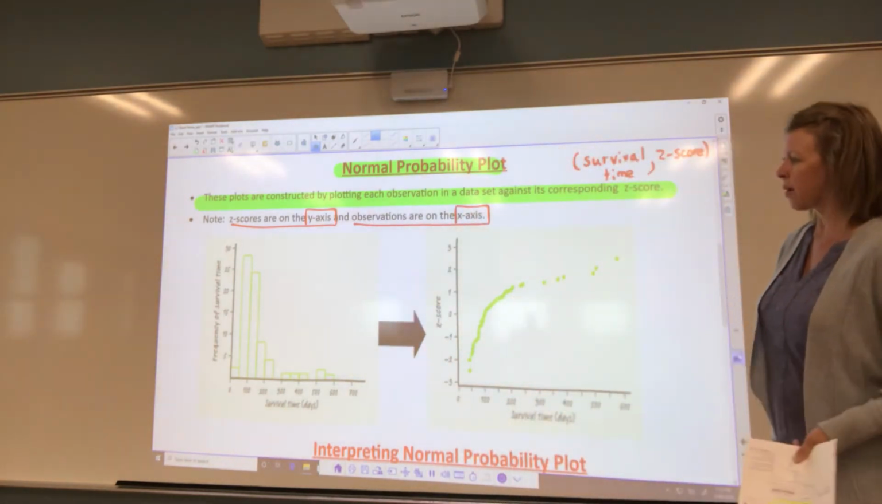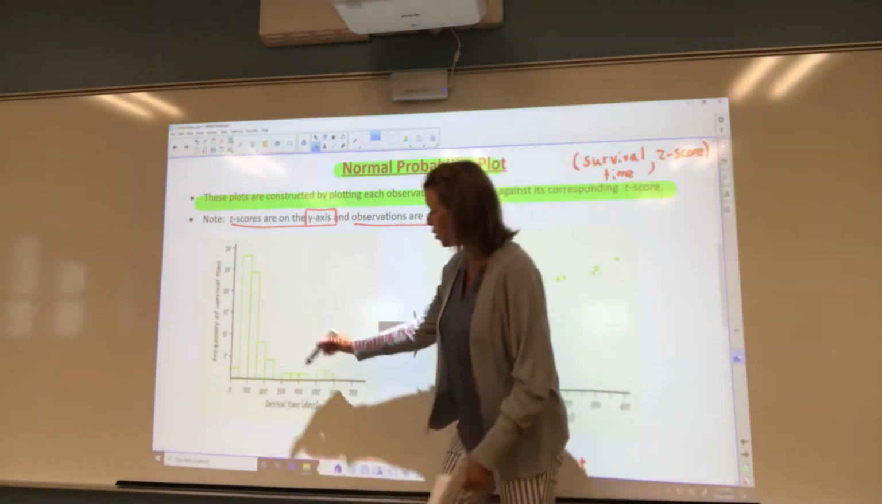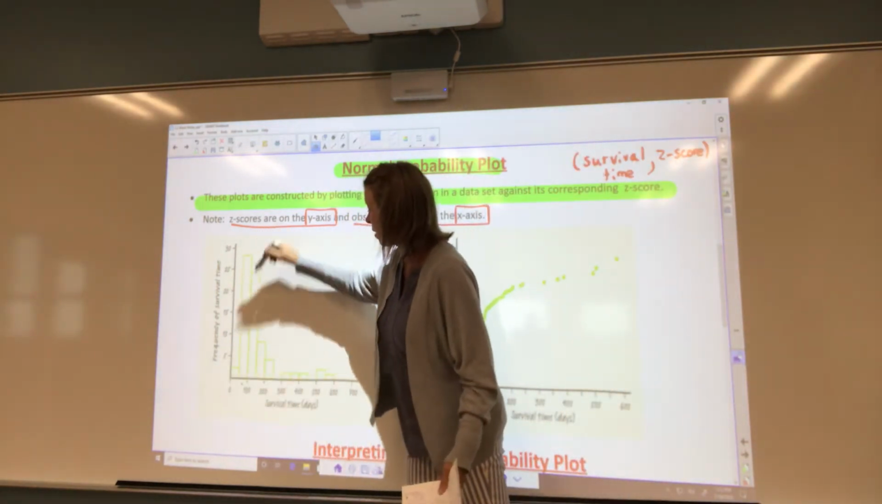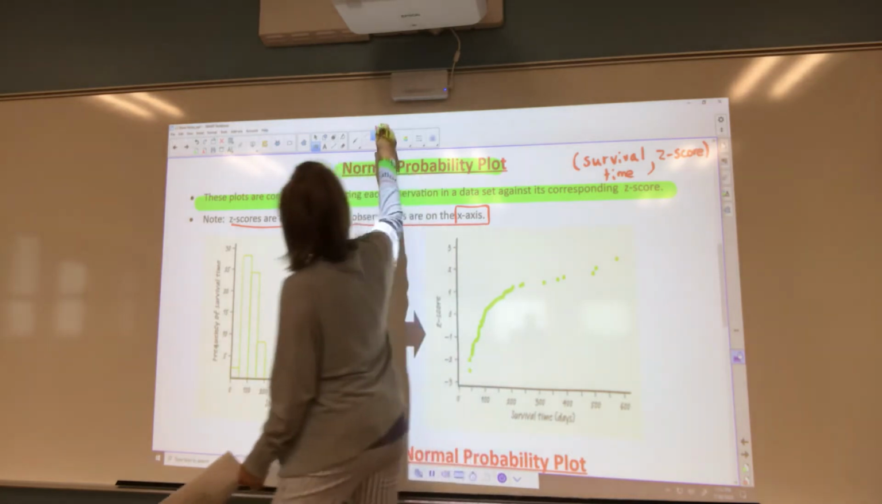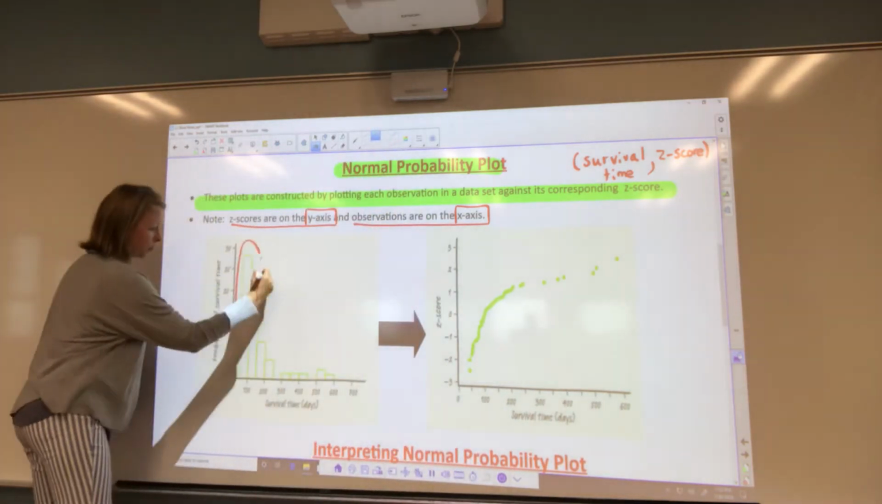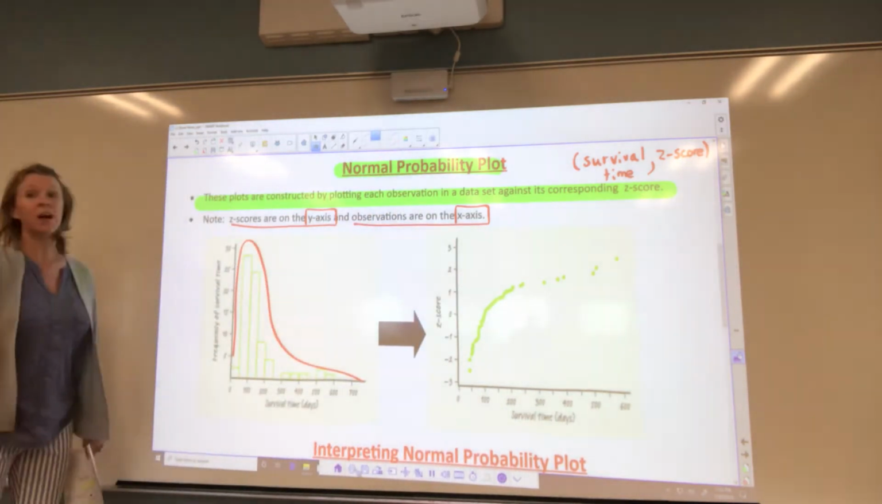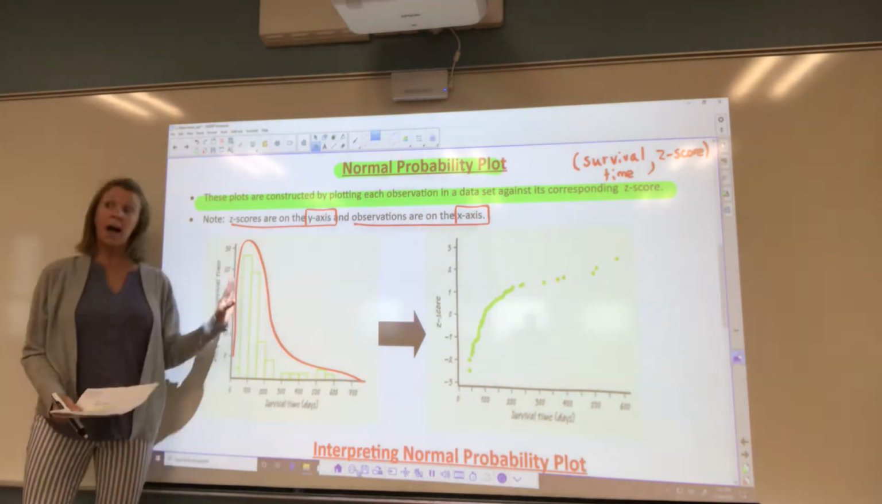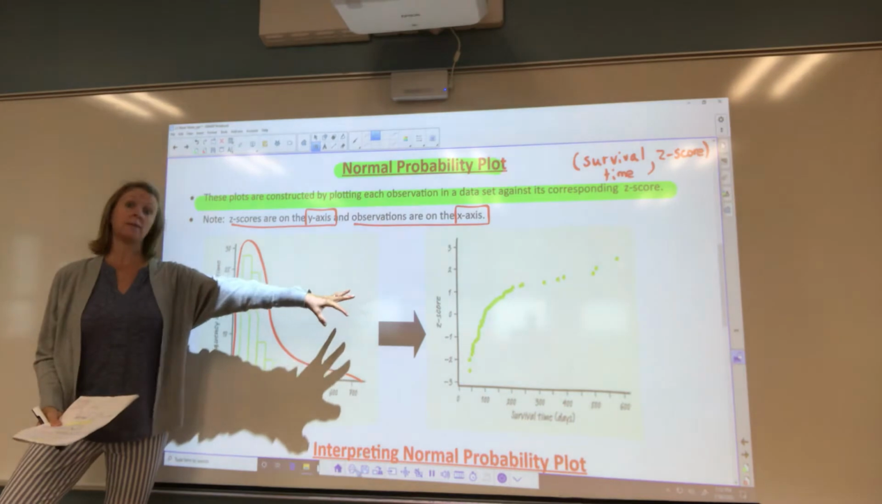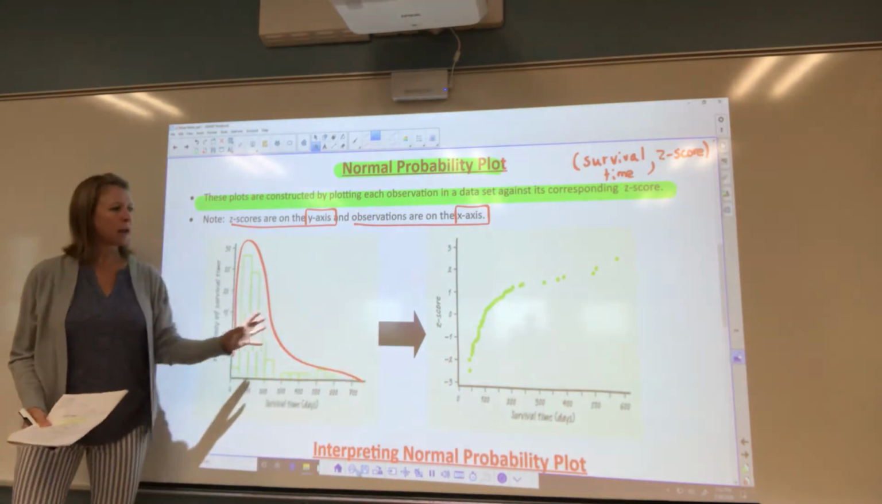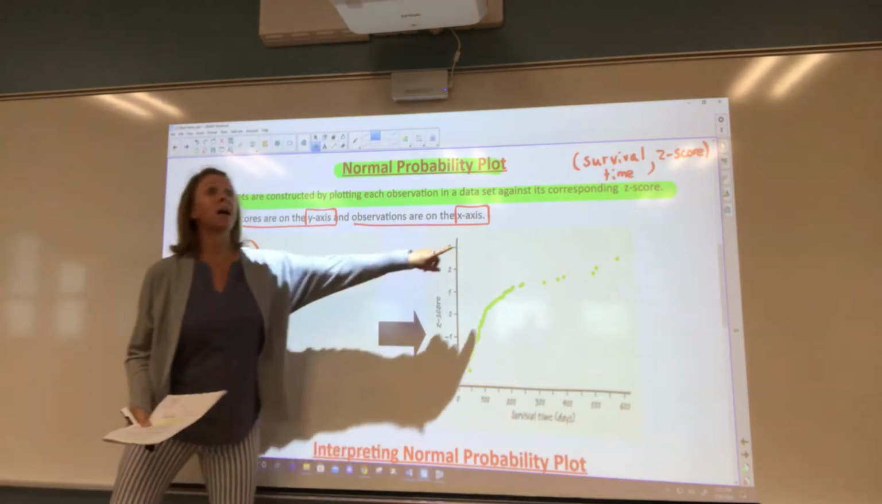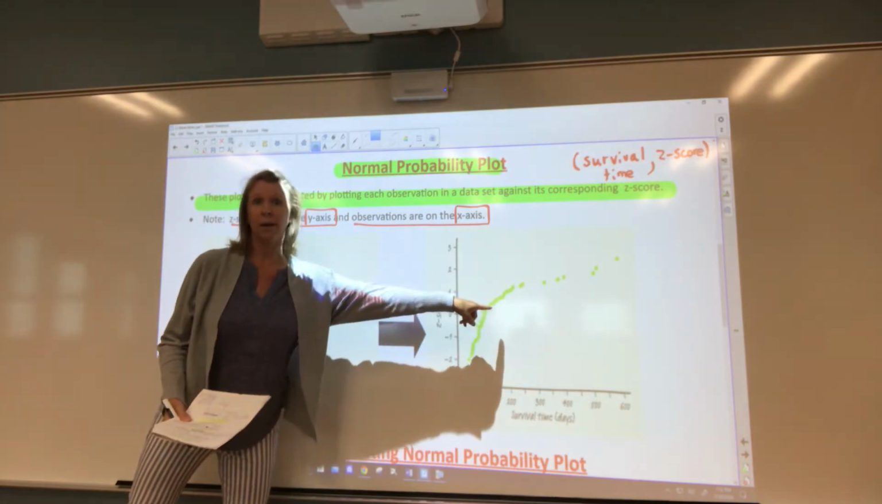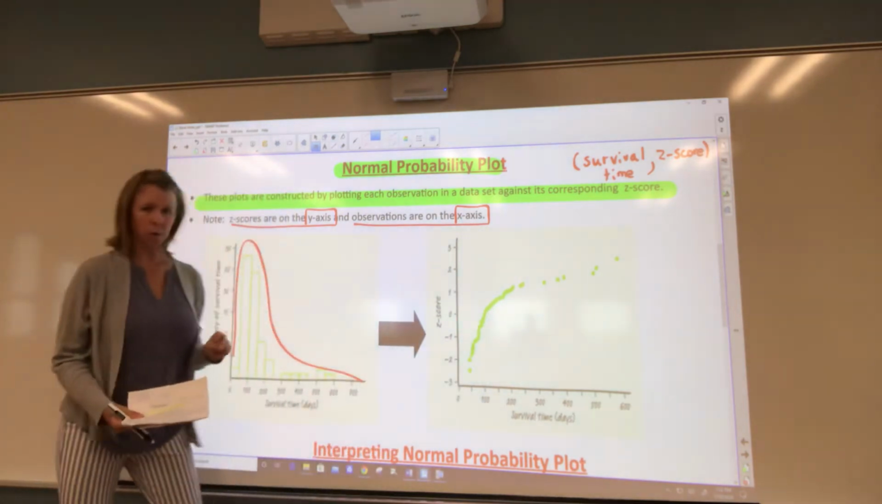So here we have a histogram. You can clearly see that the shape of this histogram is not normal. We would definitely be able to tell that by looking at this. I want to show you how this data looks in the context of a normal probability plot, and how you'd be able to tell, if you only had that to look at, that the data is not normal.